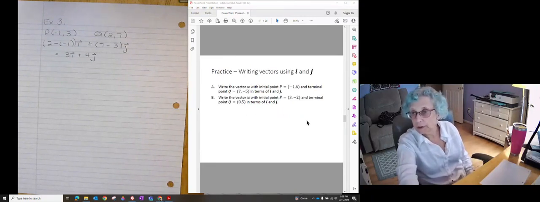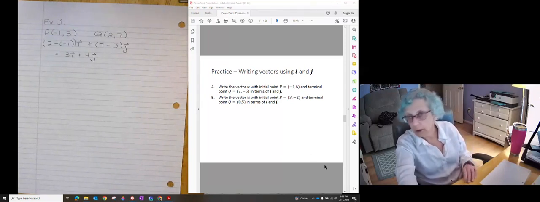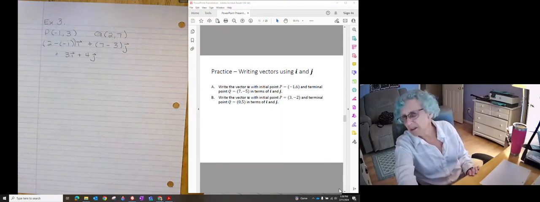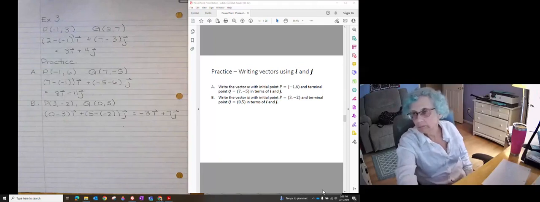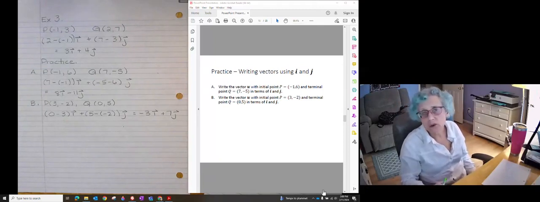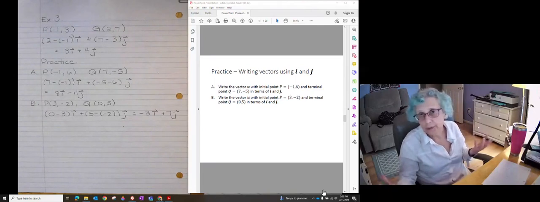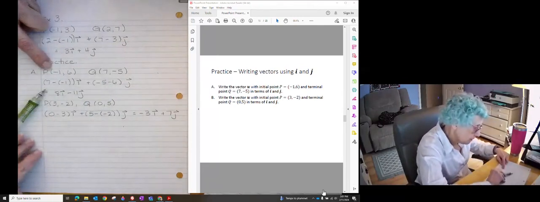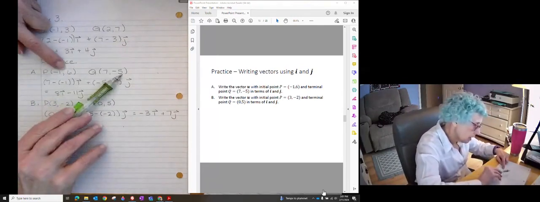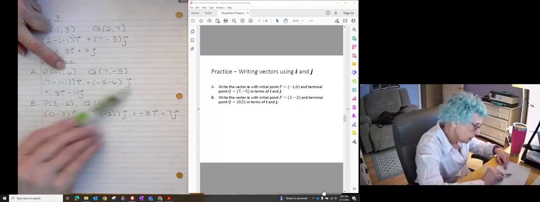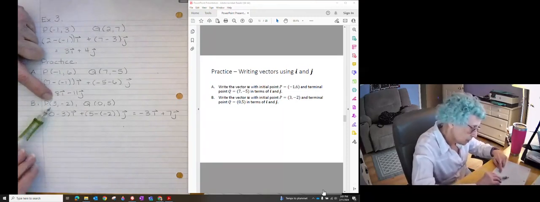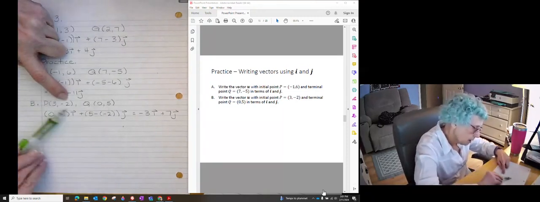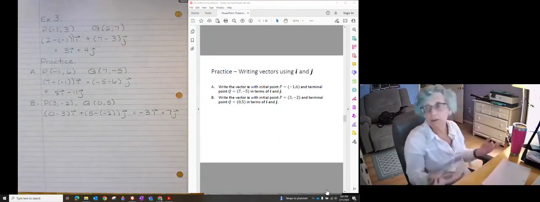So, your turn. Write the vector u with initial point P in terms of i and j, and you've got 2 of them. So, give them a try. It's easy stuff. It's just arithmetic. So, as long as you got the order right and you did your arithmetic correctly, you got these right. We do 7 minus negative 1 times i, negative 5 minus 6 times j. We do 0 minus 3i, 5 minus negative 2j.